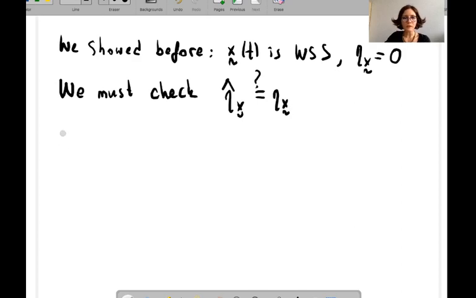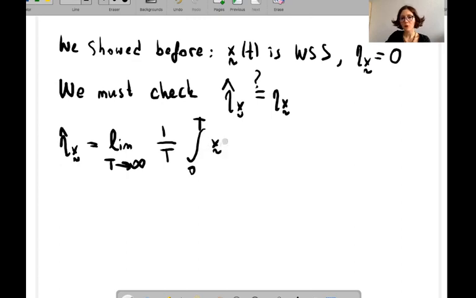So the calculation is actually straightforward. Let's first find what this time average estimate of the mean is. So eta x hat is obtained by taking this limit as t goes to infinity, of 1 over t times the integral between 0 and t of our random process x of t dt. Okay, here's just a note. I know that you're not used to seeing random things inside an integral, right?